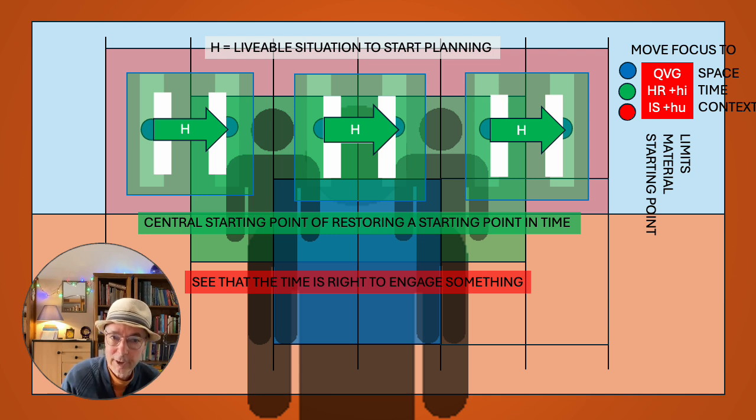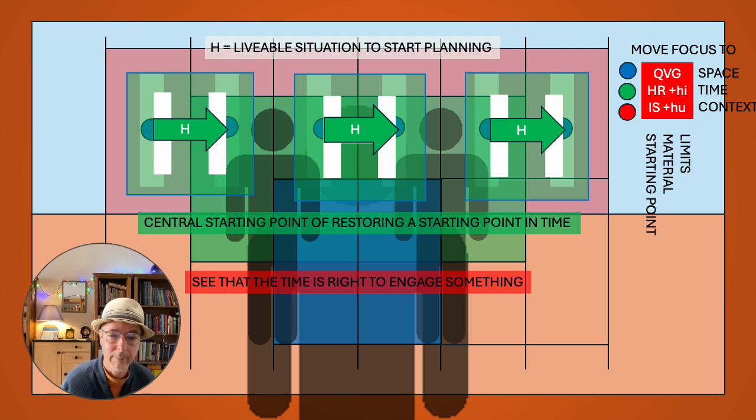It's a livable situation in which we can start to plan again. So now we have a foundation that we can be sure, okay, then we can do something with, so that we can make a planning. It's a central starting point, a restoration as well, because we don't see it when it is productive. Here we can see it when it is productive.